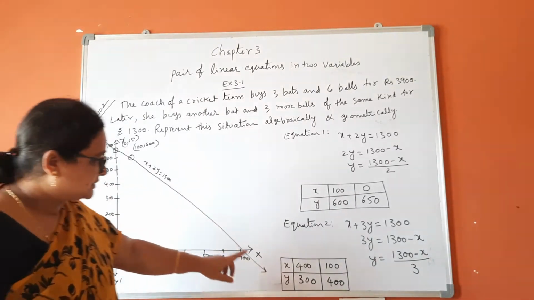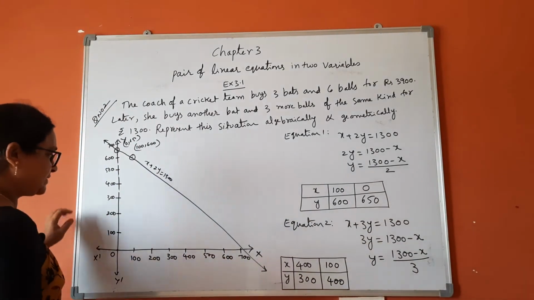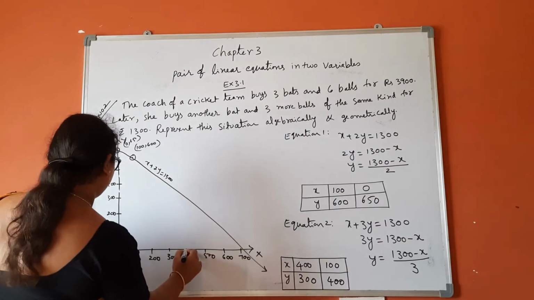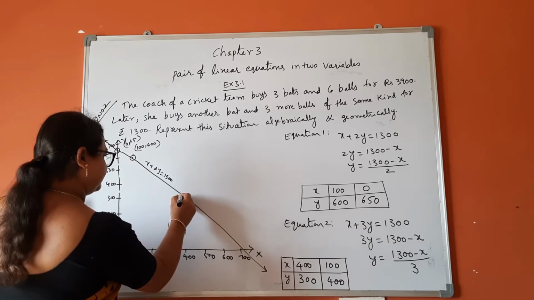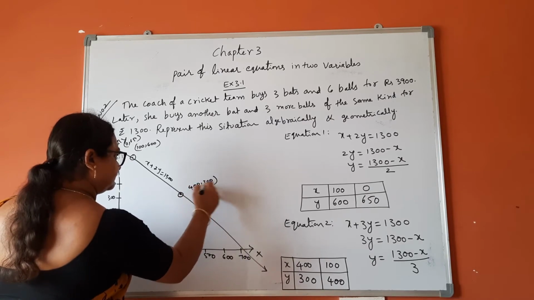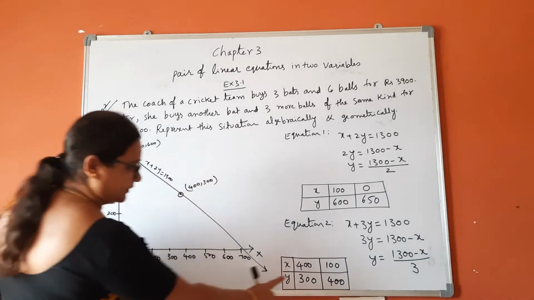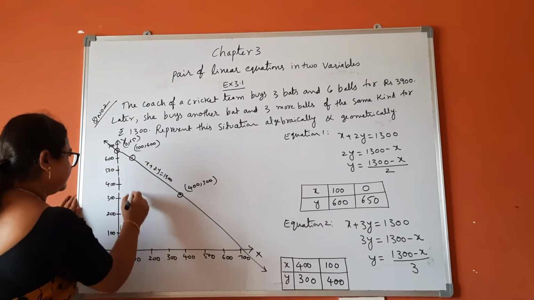Now, second equation. X coordinate is 400, y coordinate is 300. 400 and 300. And x coordinate is 100, y coordinate is 400.